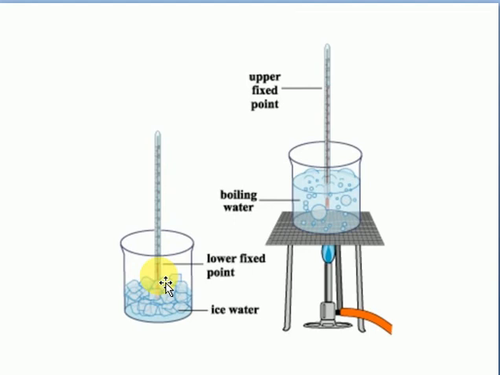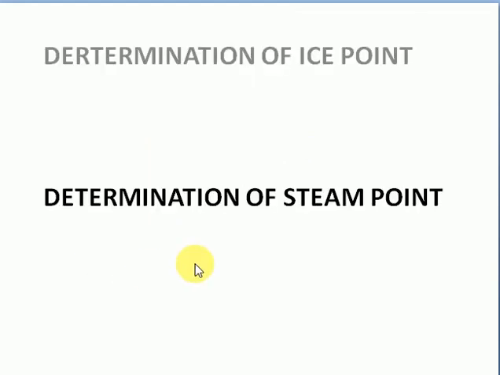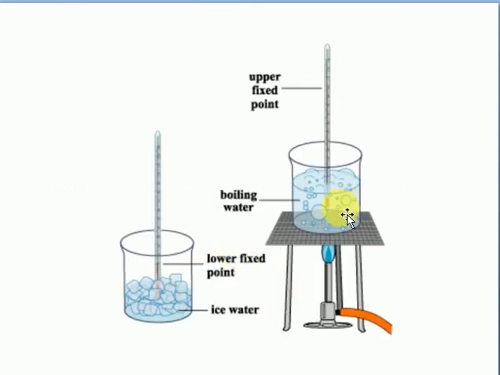Is it clear? Yes. And the next is determination of steam point. The bulb of the thermometer should be placed into a container filled with pure boiling water, or placed just above the container so that it is in contact with the emerging steam. Otherwise, just keep it above the container.